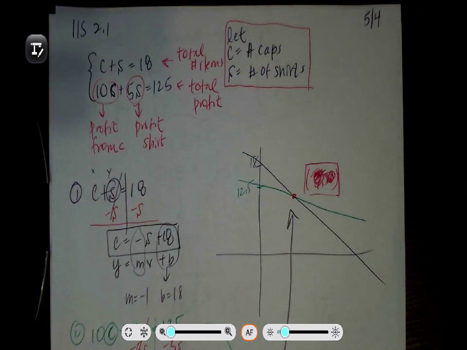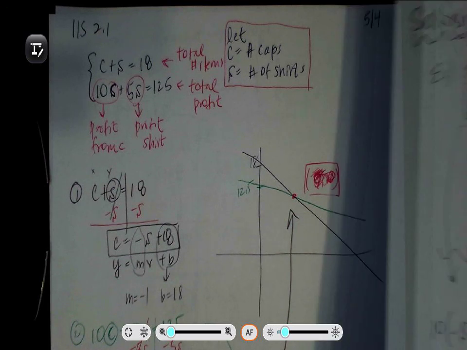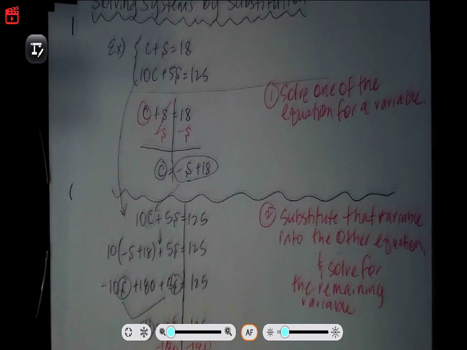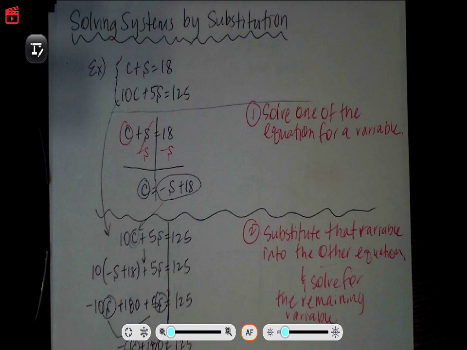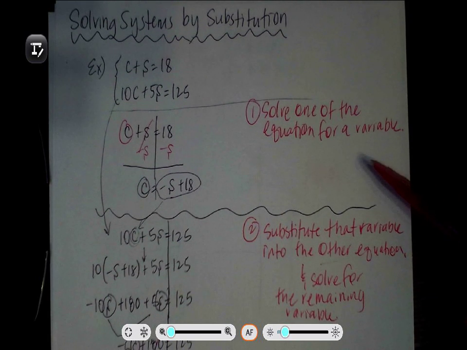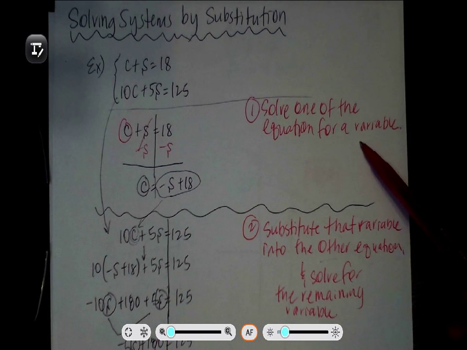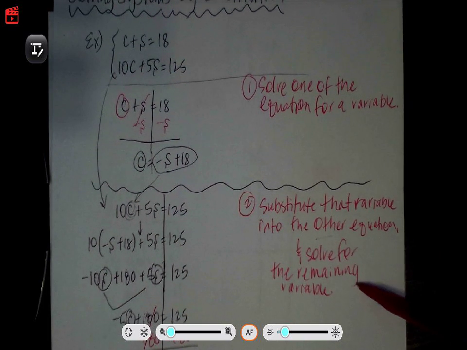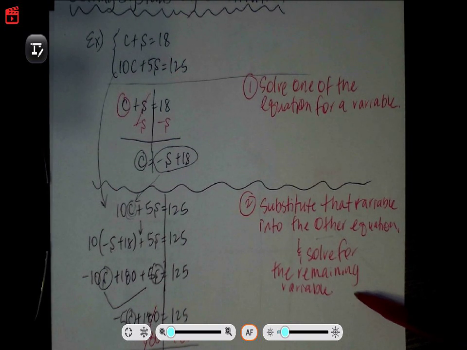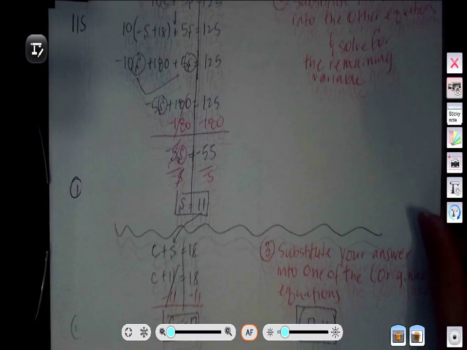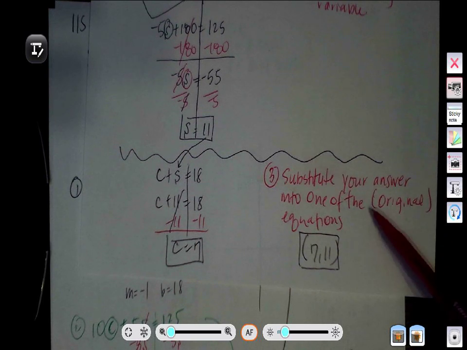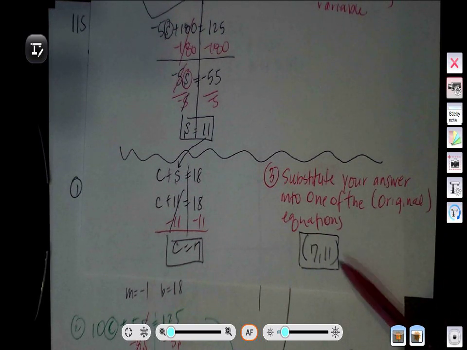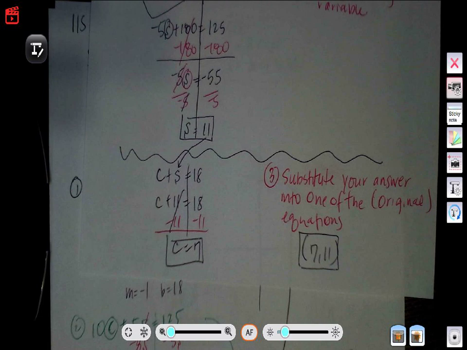Okay, so the basic idea is this is the exact same equation that we worked on yesterday in the video, and I had given you 3 steps just to review. Step 1 was solve one of the equations for a variable. Step 2 was substitute that variable into the other equation and solve for the remaining variable. And then step 3 was take that answer and substitute it into one of the original equations, and your final solution should end up being a coordinate point where the two lines intersect each other.